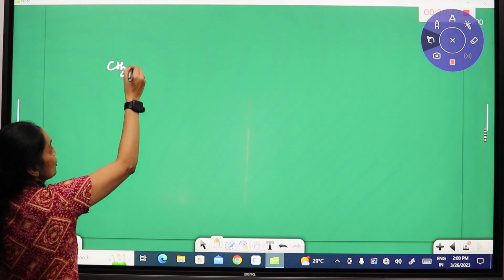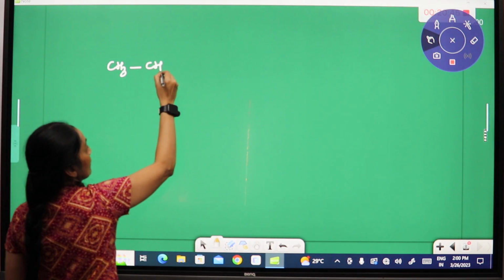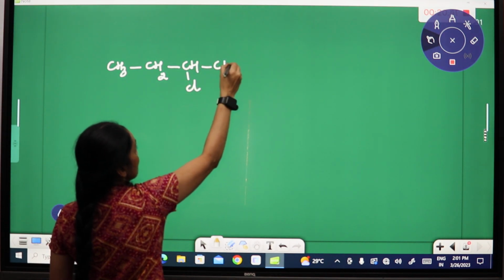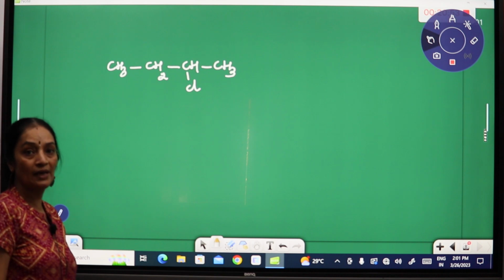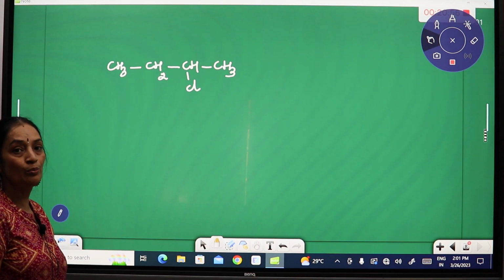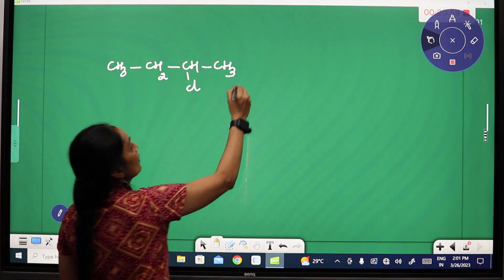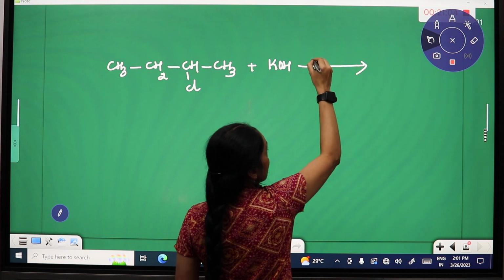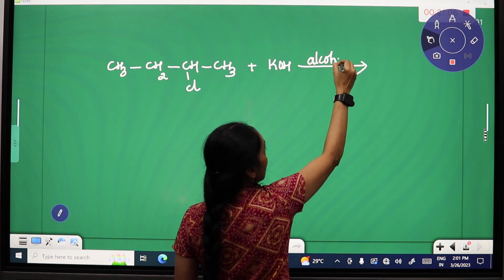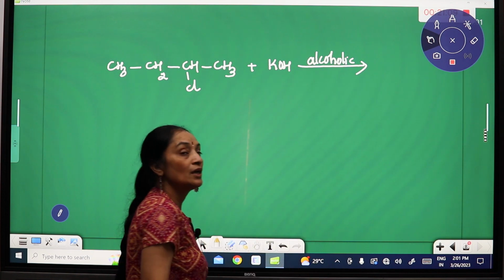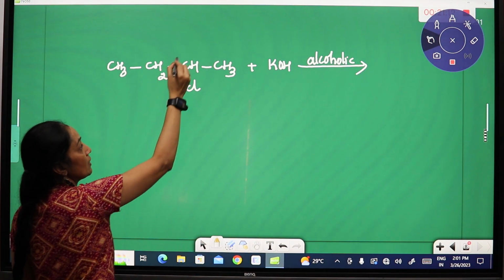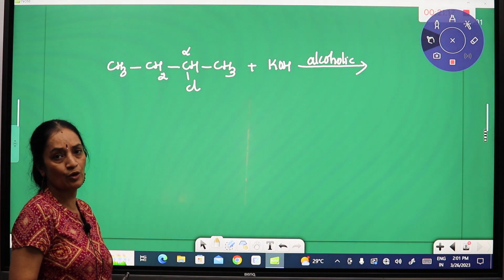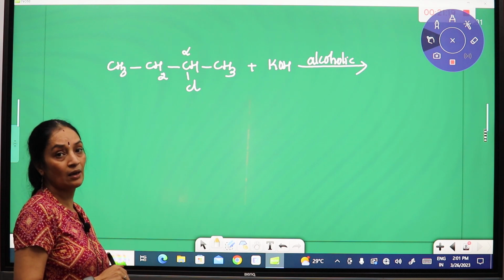Here I will get CH3CH2CH(Cl)CH3. You can find an unsymmetrical carbon atom here, which we call 2-chlorobutane. Fine. Now, treat this with potassium hydroxide in alcoholic condition. Now, what exactly happens? See, let me tell you here. This we call an alpha carbon atom. Whichever carbon the functional group is bonded to, we call that an alpha carbon atom.